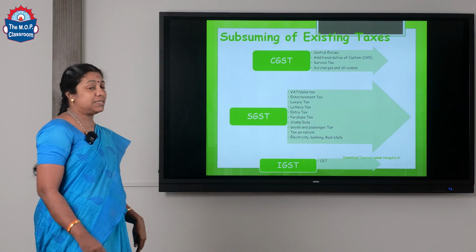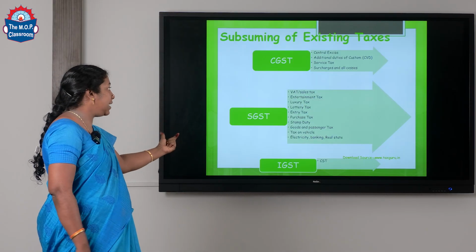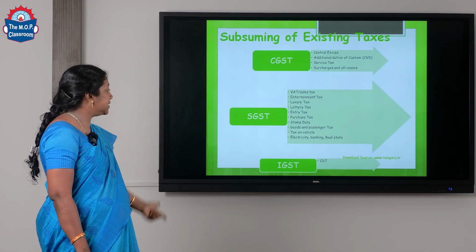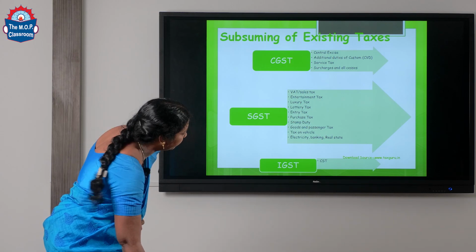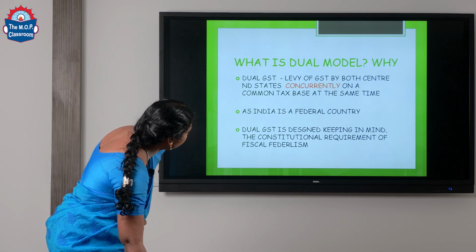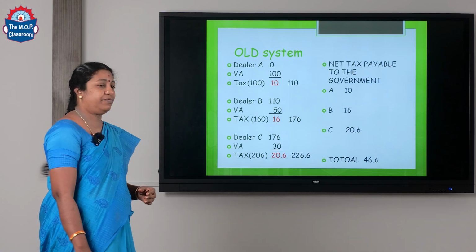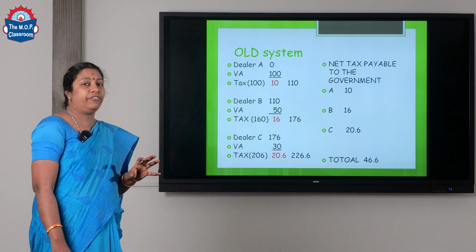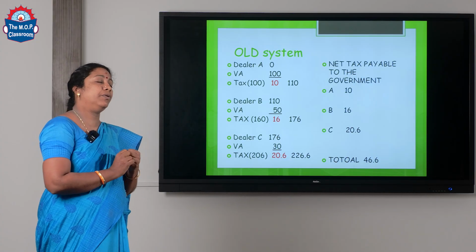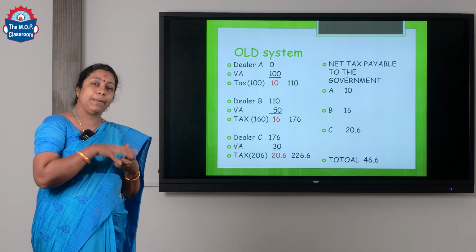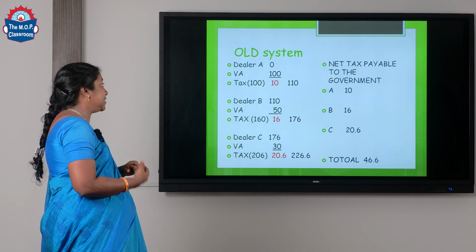So these are all the taxes which are going to be subsumed or replaced with IGST, CGST and SGST. This information I have just taken from Tax Guru, and we will look into the old system and the new system so that we have clarity on why all these taxes are being subsumed. Why has GST replaced so many tax systems or types of taxes?